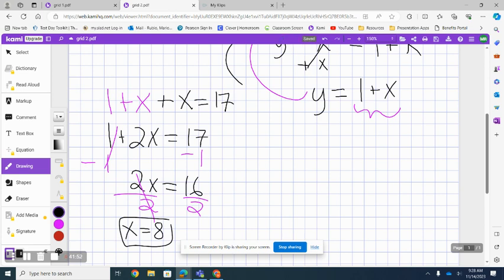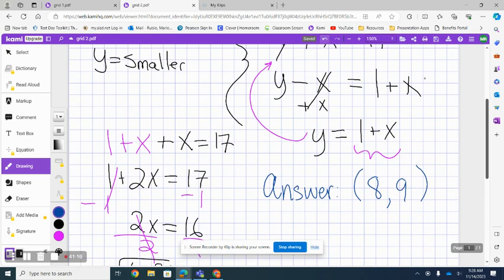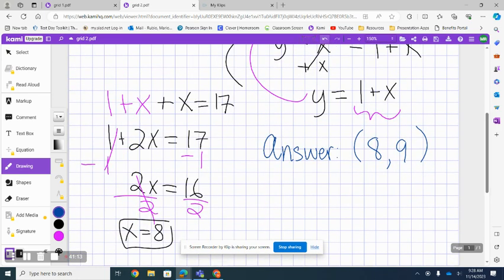So what did I find? x equals 8. But how does my answer need to look? What does my answer need to look like in Pearson? Parentheses, comma, parentheses. So x, we found it to be 8, so what are we missing? The y. And how do we find the y? Plug in the x: 8 plus 1 is 9, and that's it, okay? Setting up the equations will be the hardest part. But once you get that, everything else is just like before, okay?